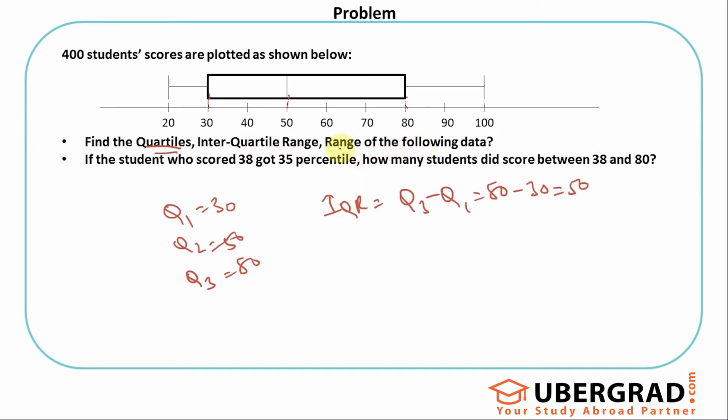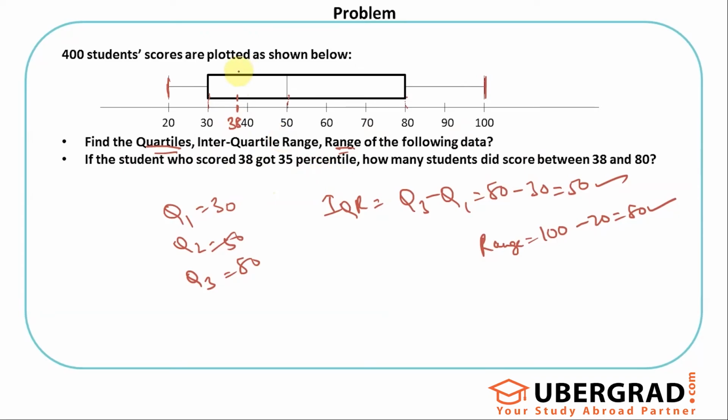And what about the range of the data? The range is this, right? This is the maximum value and this is the minimum value. Out of the 400 student scores, I know 100 is the highest and 20 is the least. So the maximum is 100 and the minimum is 20, so the range is 80. Now, these are the basic things I was talking about. The next extension is this. If a student scored 38, where would 38 be? Here, right? 40 is here, so 38 is here.